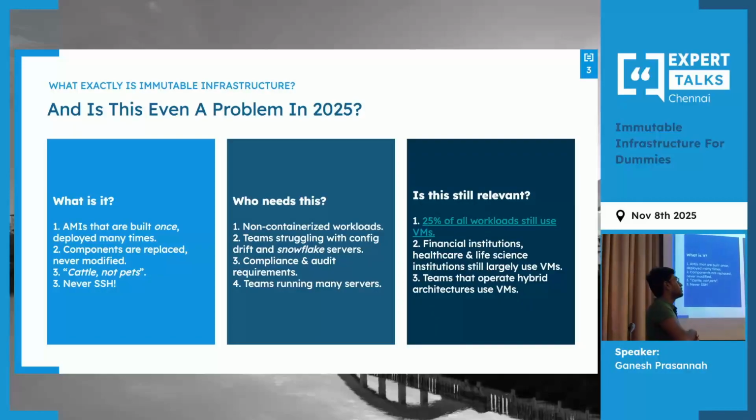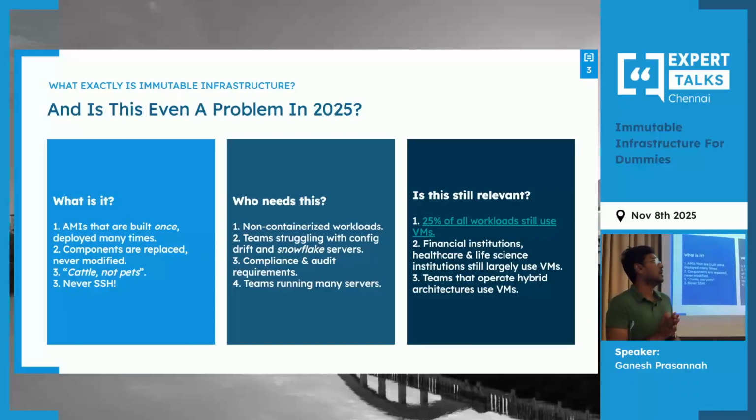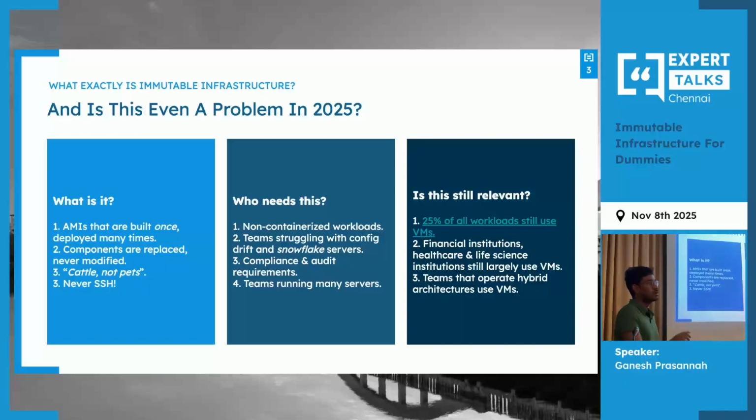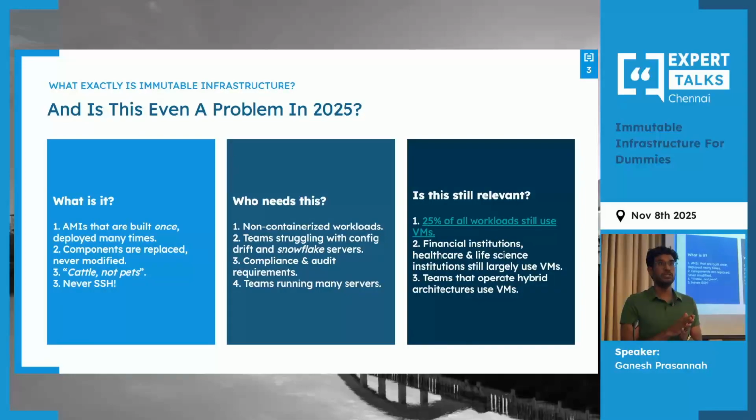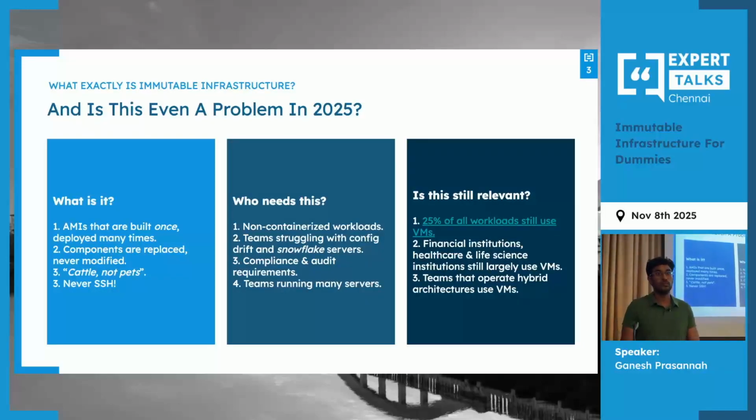What exactly is immutable infrastructure, and is it actually a problem today? Quick thing is, one, the machine images are built once and deployed many times. The components are replaced, never modified. And then the key philosophy is cattle, not pets. You don't want to manage each of these machines by yourself, but rather they're a large group. They're all the same. It's a big group, and you don't want to SSH into machines.